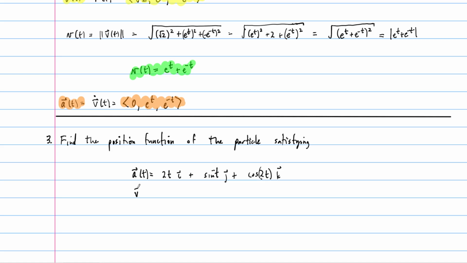The initial velocity of our particle, initial just means here that t is equal to 0, is just going to be the vector i, so 1i plus 0j plus 0k. And then the initial position of our particle is going to be 0i plus 1j plus 0k, so it's just the unit vector j.